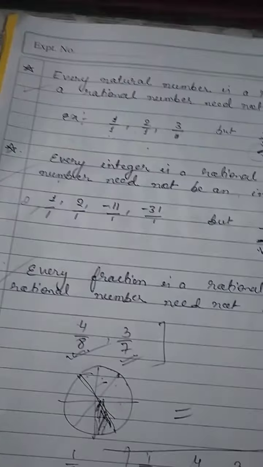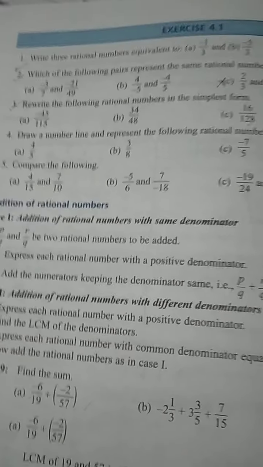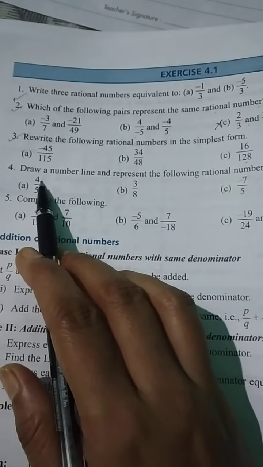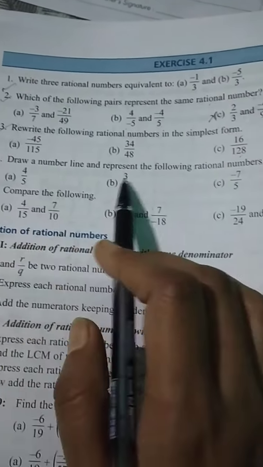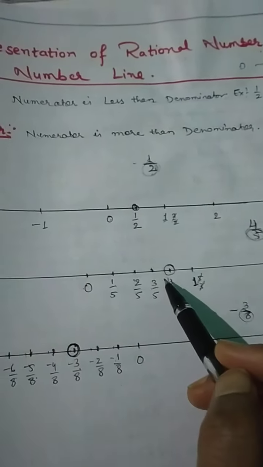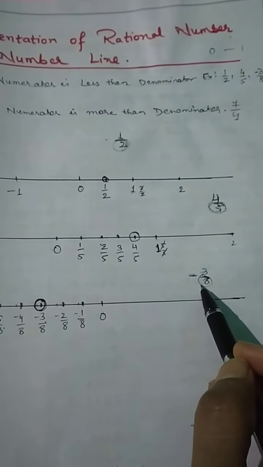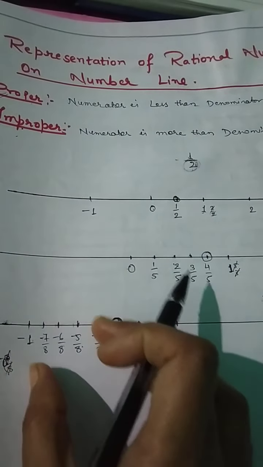So you have questions in your exercise, students. You can see question number 4. Draw a number line and represent the following rational numbers on it. 4 by 5, this is what? Proper. This is also proper. This is improper. So 4 by 5, right now only I have explained to you. Second number, 3 by 8. I think 3 by 8 I have also explained, but I explained -3 by 8. You can do the same process on the plus side, because plus 3 by 8 is given in your book. So plus 3 by 8 you will do on this side, the positive side.